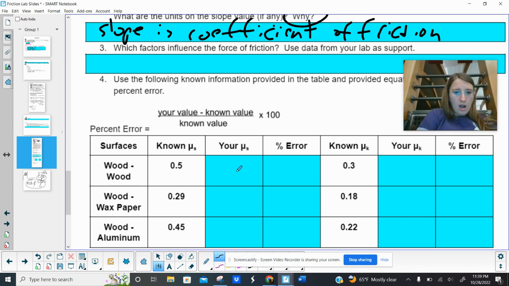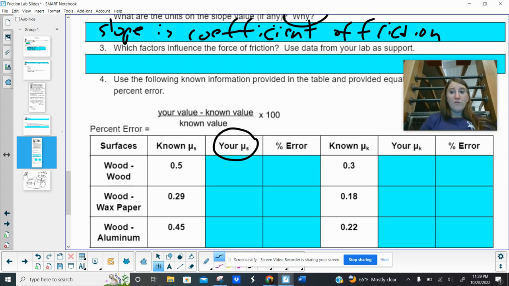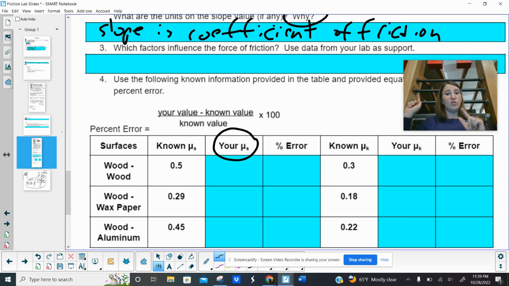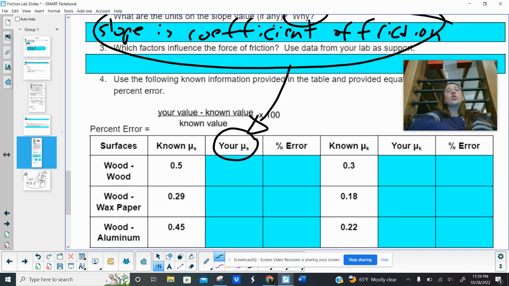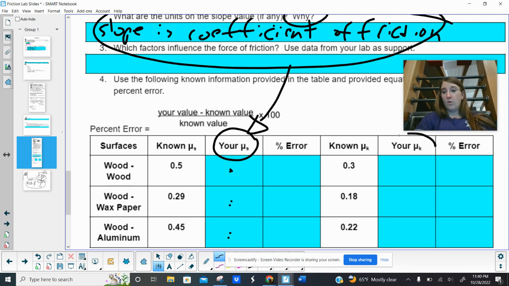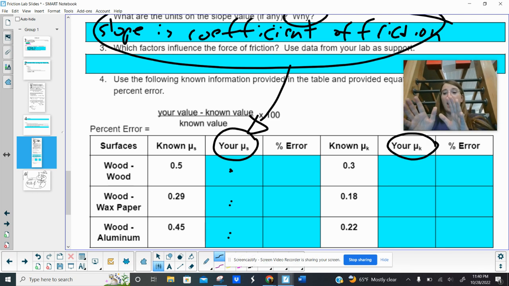So here you are going to copy over your coefficient of friction for static. So be careful, take a second. Look at your static friction graphs. We just said again that the slope is your coefficient of friction. So take a second, go to your three graphs, look at your slope on the static friction graphs, and copy the slope here, here, and here for wood on wood, wood on wax, wood on aluminum. Okay, you're going to do the same as well for the kinetic friction. So look at your kinetic friction graphs, look at their slopes, copy them over.